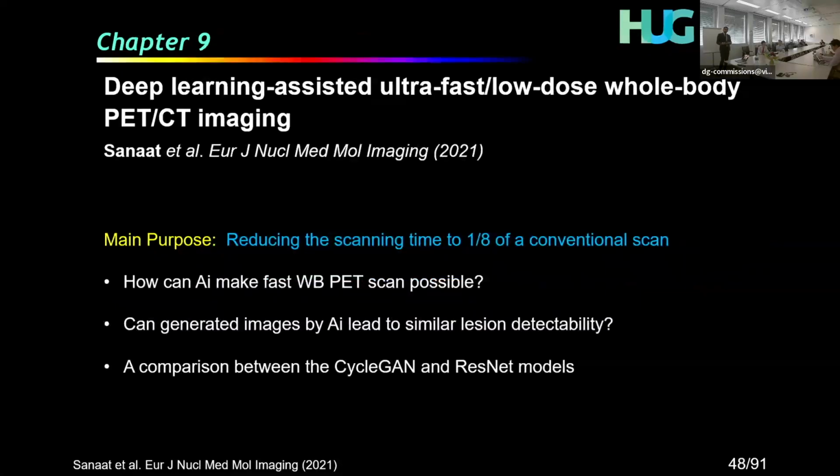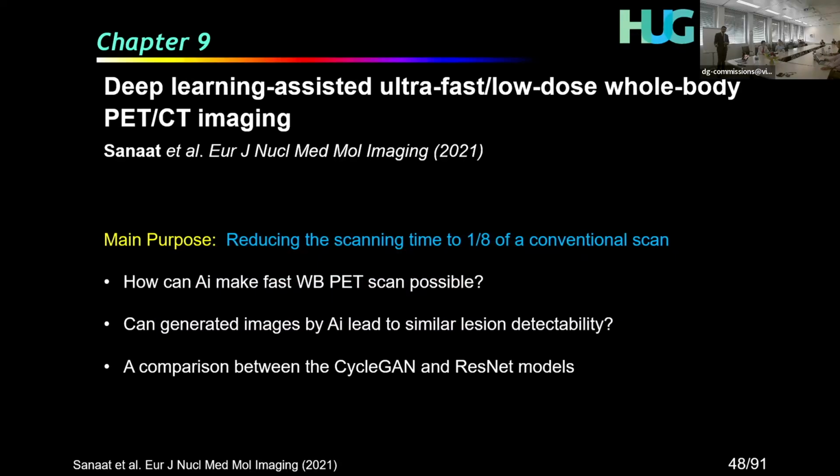In this study, we trained a deep learning model for improving the quality of whole body PET images from very fast and low dose images. So basically, we use a dataset with a scanning time of 1/8 of the conventional scan, so it's a very fast one.